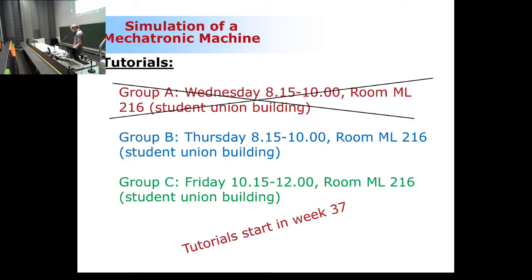Tutorials. So there are three different tutorial groups. The one on Wednesday morning will not be available, so that will be cancelled. That's simply because we are expecting that the students who are physically here at the university should squeeze into two different classes. The classes that will be available are the one on Thursday morning from 8:15 to 10 o'clock, in a lecture room. This, by the way, is in the Student Union building, room 216.